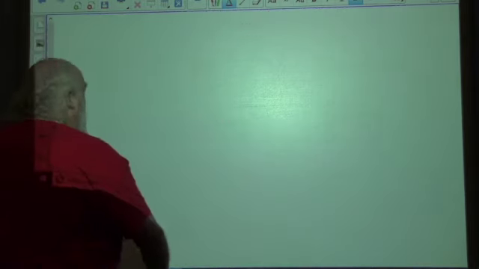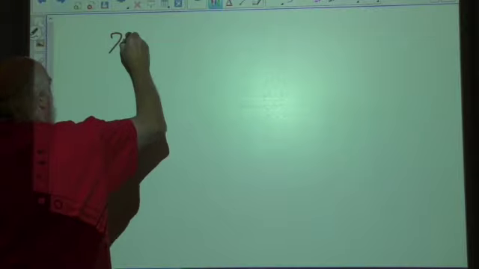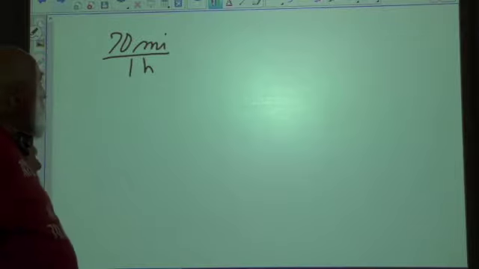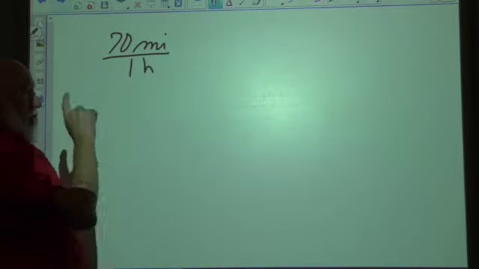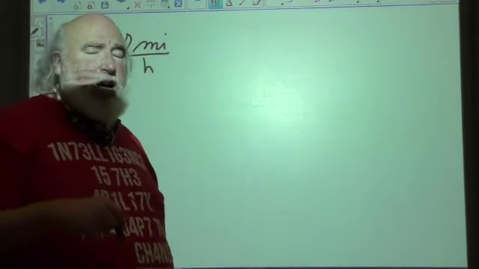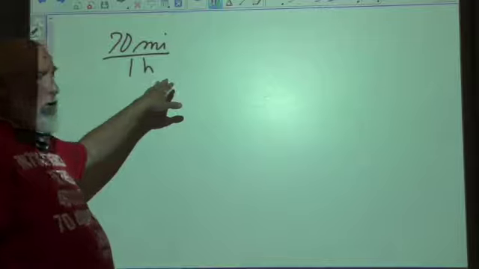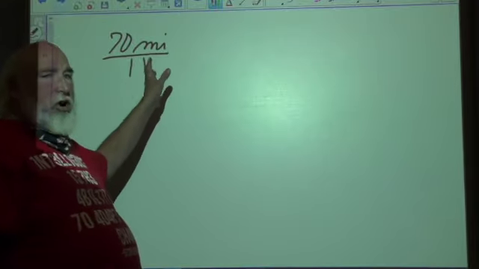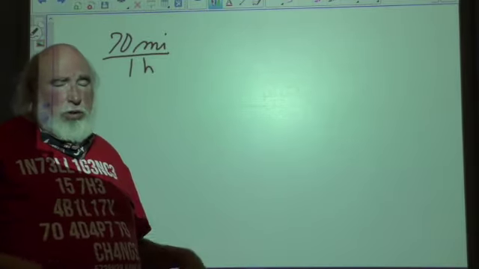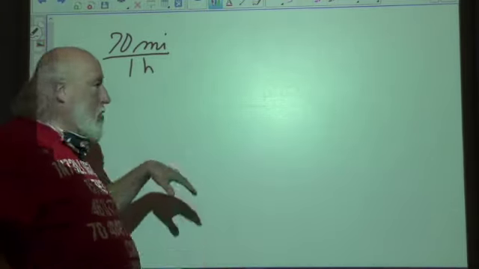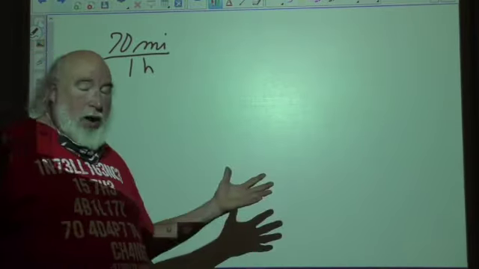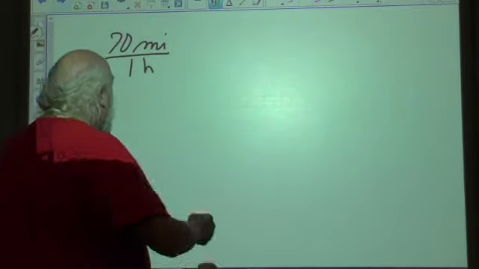Okay, so this is how that works. We have 70 miles per 1 hour. And we are going to convert the miles to meters, and we're going to convert the hours to seconds. Now, it makes no difference which one you do first. The trickier one of the two is the hours to seconds, because now we have a conversion starting in the denominator instead of the numerator. I generally always do the top value first, and the bottom value second. Whatever it takes to get the right answer, that's fine.